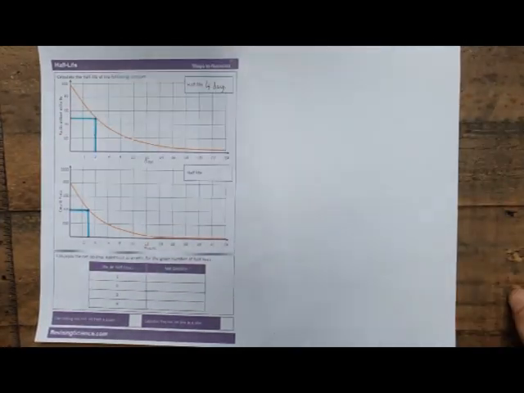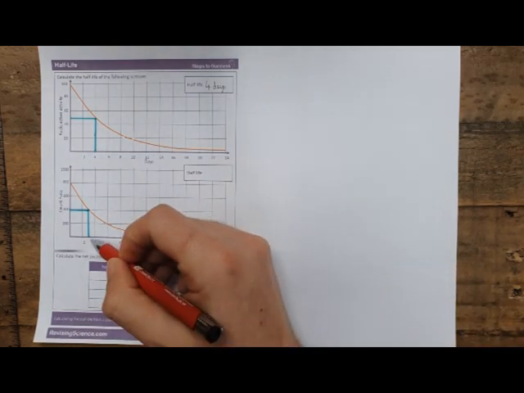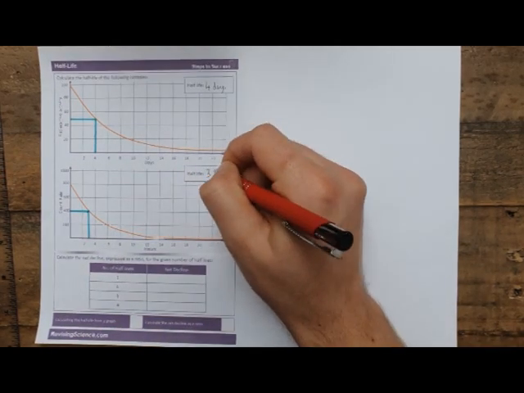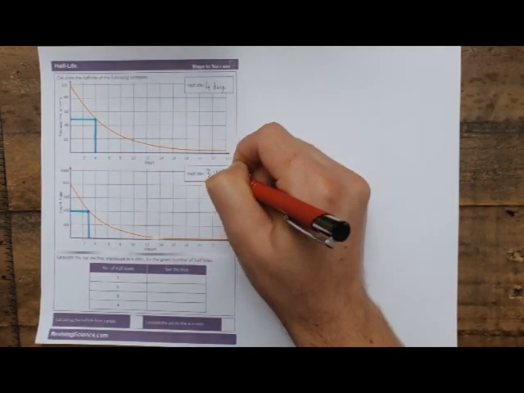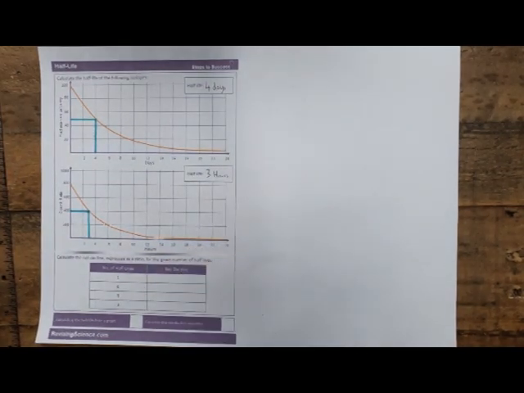And we can see that it joins halfway between 2 and 4, which would be 3. Checking our axis, we can see that this would now be 3 hours.